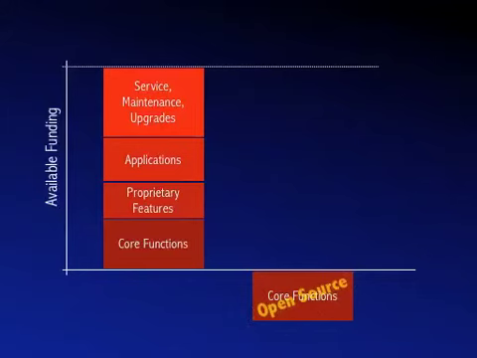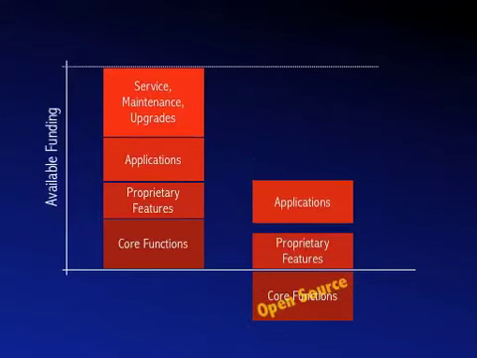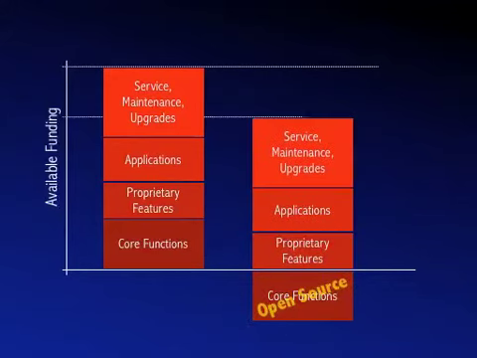What we're thinking about doing is this: taking at least those core functions and dropping them below the line, open sourcing them. They're commodities. I don't want to pay for them. And then I want to pay for my proprietary features. I want to pay for my applications, of course, because those are unique. And my service and maintenance, I've got to pay for that too. So I get some kind of a cost savings here.